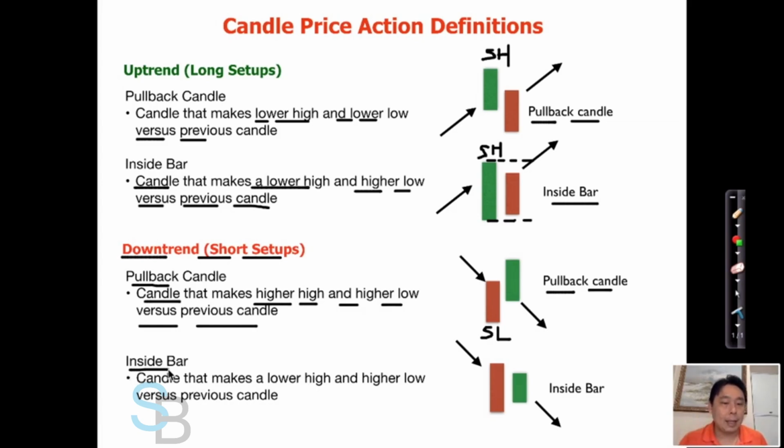So similarly, an inside bar is a candle that makes a lower high and a higher low as compared to the previous candle. Okay? So once again, on a downtrend, we're going to go short, and this is the swing low candle because it's the lowest point in the downtrend at that point of time. So right after that swing low, the next candle makes a higher low and a lower high. So that's an inside bar. Once again, it's the mother bar, and that's the little baby bar.